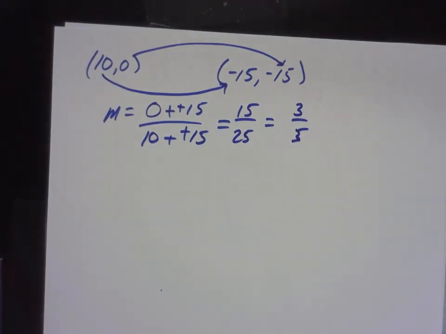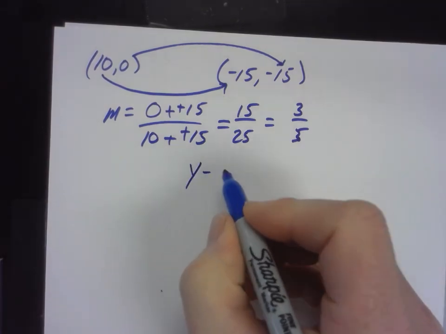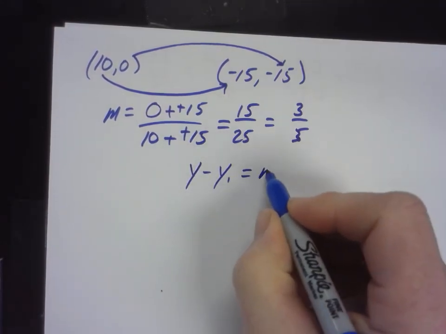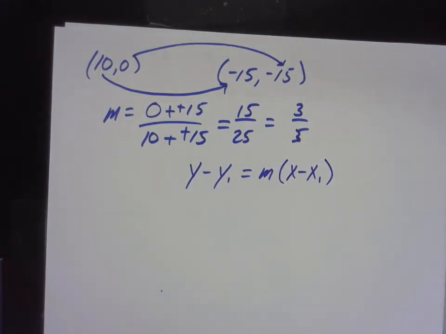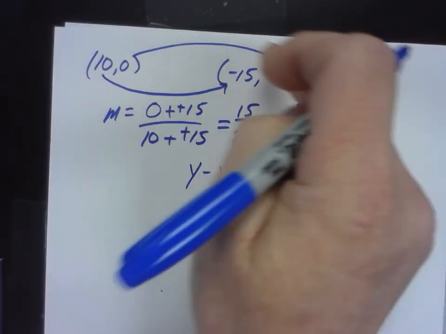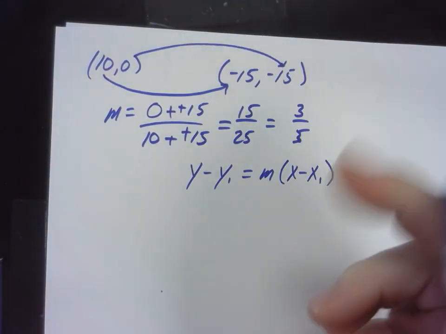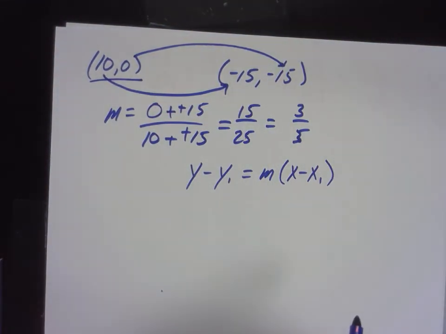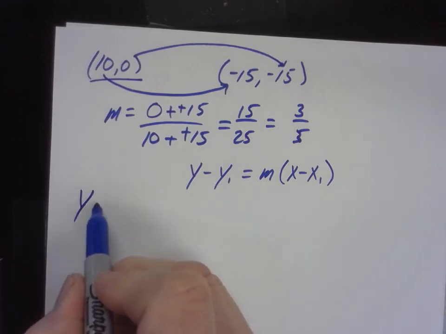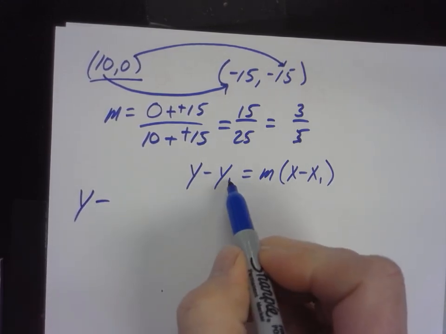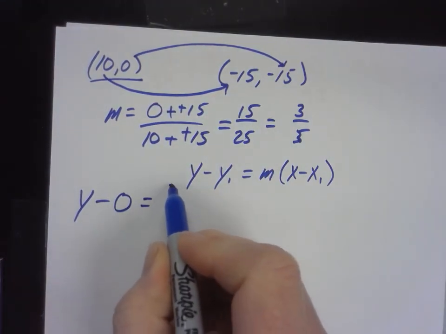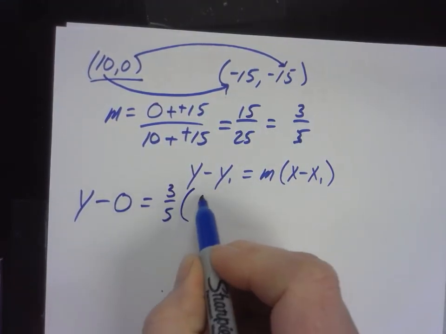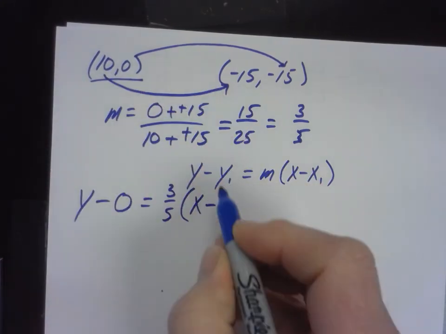Okay. So now we need to do point slope form, which is going to look like this. And you have this in your notes. And it's on the poster, right? And does it matter which of these 2 points we use? No. So I'm going to use this one first. So y subtract, what is y sub 1? 0. Yeah. Equals the slope times x subtract 10.